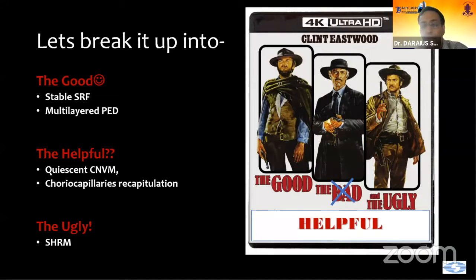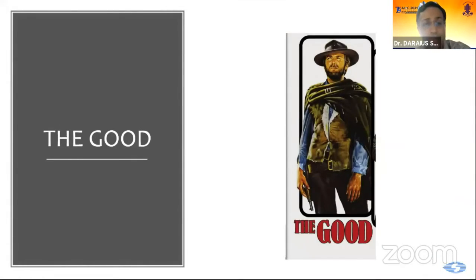I'm really grateful to Dr. Onni for this opportunity. And I thought let's break these interesting interconnected terms into 3 components. So we'll talk about the good, the helpful, please note the question mark after helpful, and the ugly. Stable SRF and multi-layer PED being good, quiescent CNVM and choriocapillaris recapitulation being very helpful, and the SHREM, of course, being the ugly bad boy of the day.